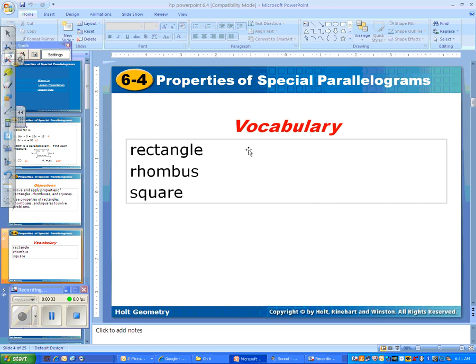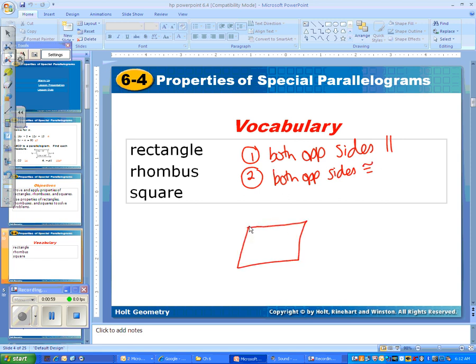First of all, the definition of a parallelogram is that both sets of opposite sides are parallel. So that means in a rectangle, rhombus, and a square, both pairs of opposite sides will be parallel. Also, we know about parallelograms that both pairs of opposite sides are congruent. So in all of these, the opposite sides are parallel, and the opposite sides are congruent. So this side's congruent to this side, and this side's congruent to this side.